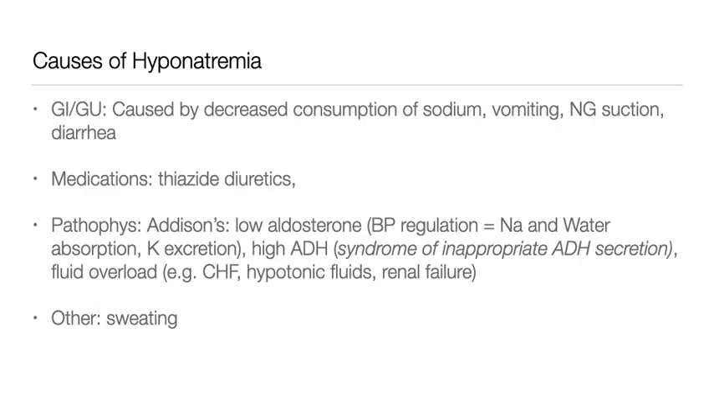Some medication causes of these would be thiazide diuretics. Some other things that can cause hyponatremia would be Addison's disease, so low aldosterone. Your blood pressure regulation is off. Sodium and water are absorbed, and potassium is excreted under normal conditions. But in Addison's, the opposite occurs. The sodium and water are excreted, causing hyponatremia, and K is retained.